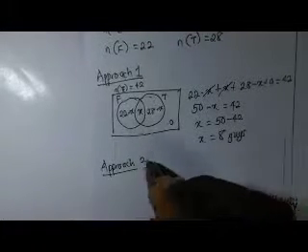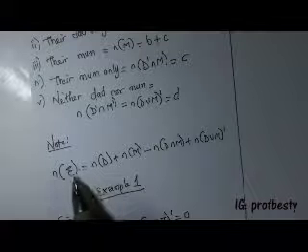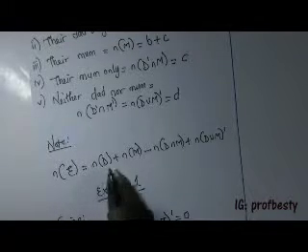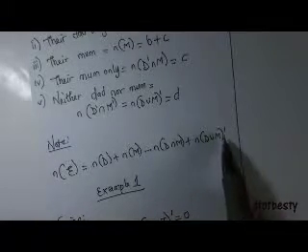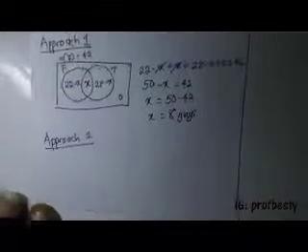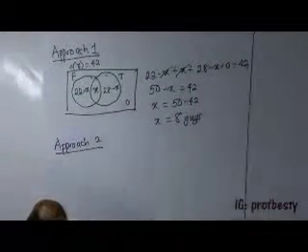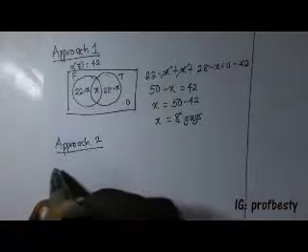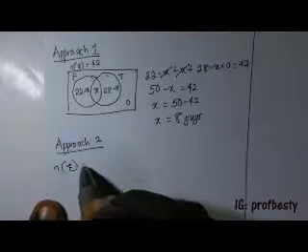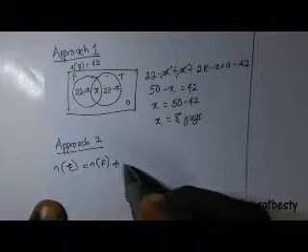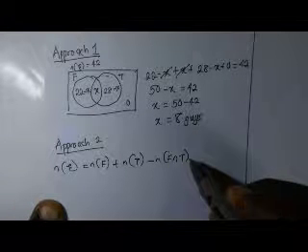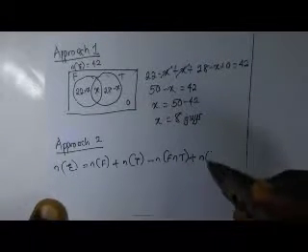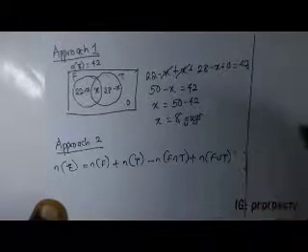Approach 2, which is the formula I gave you earlier. This formula: N of universal set equals N of the first set plus N of the second set minus N of their intersection plus N of their union complement. So for football and tennis, it's going to be N of universal set equals N of football plus N of tennis minus N of football intersection tennis plus N of football union tennis complement.